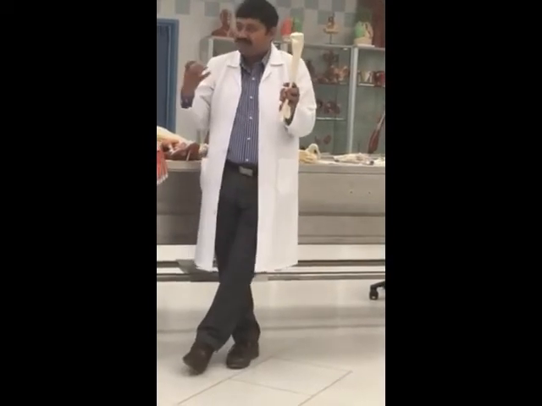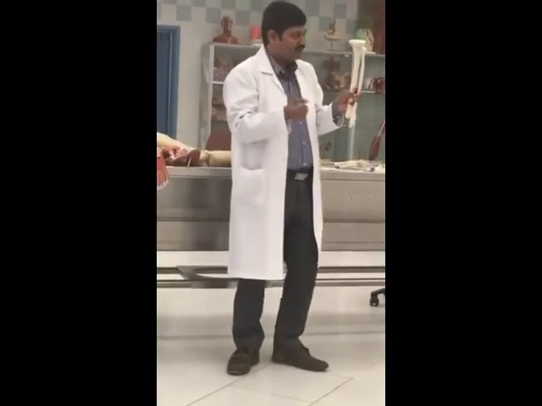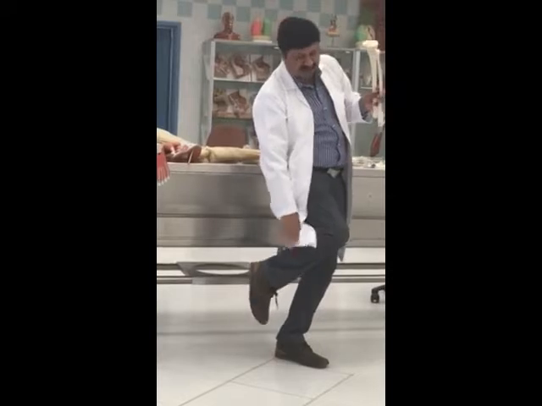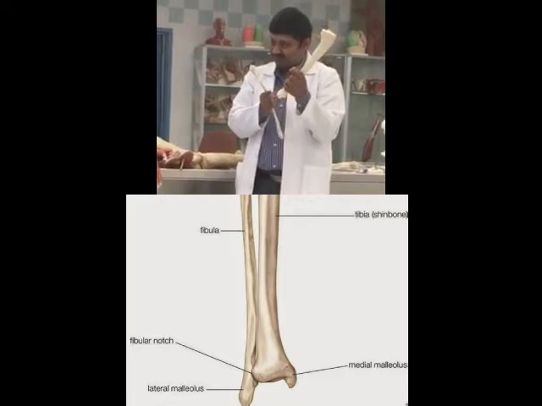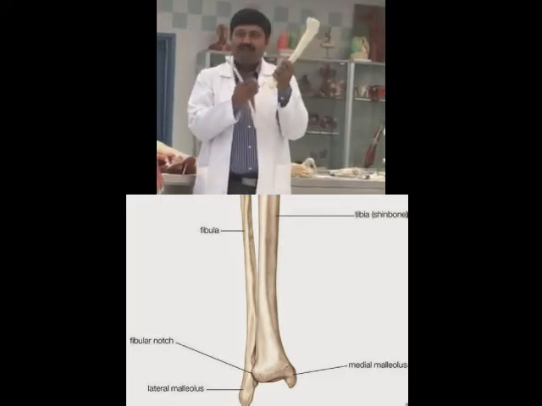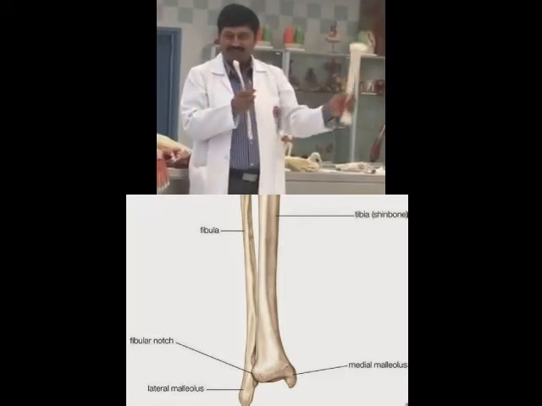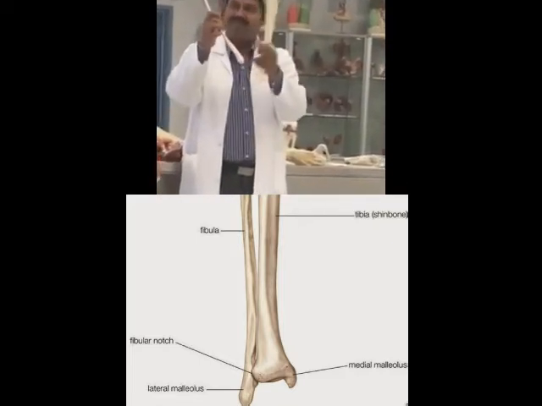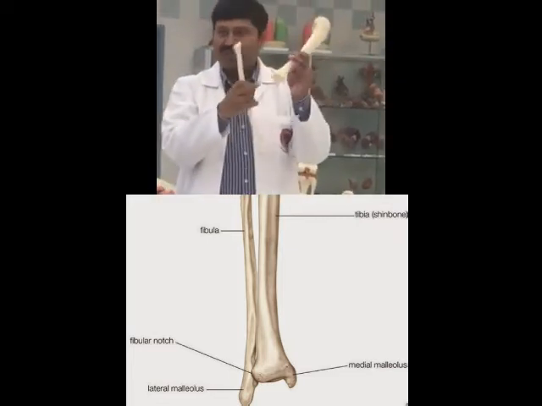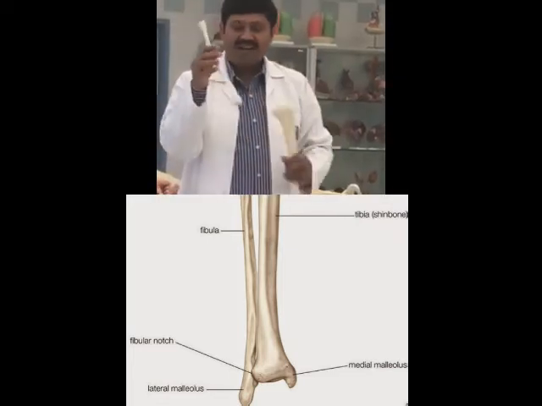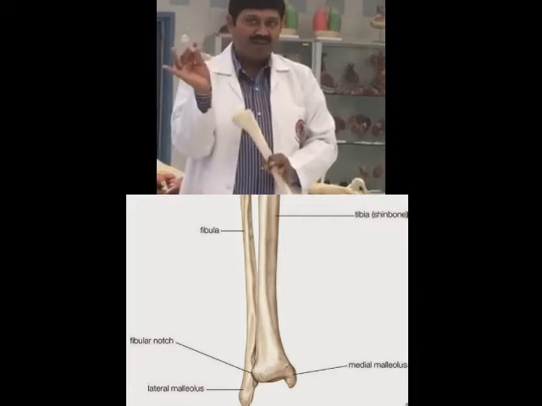Soleus is a big muscle of the back of the leg, the calf muscle. So this whole thing is soleus. This is the attachment on the shaft of the tibia and fibula. The lower end is known as the malleolus: medial malleolus because it's on the medial side, lateral malleolus because it's on the lateral side. So we have the medial malleolus formed by the tibia and the lateral malleolus formed by the fibula.